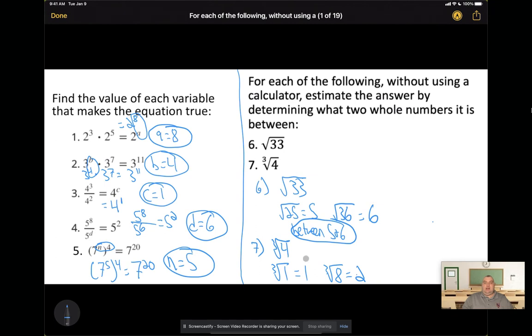So I know that the cube root of 1 and the cube root of 8 are perfect cubes. And just like with before, 4 is between 1 and 8. So 4 is between these two. So therefore, the cube root of 4 has to be between 1 and 2. So the cube root of 4 is going to be somewhere between 1 and 2. That is how we estimate square roots and cube roots without actually using a calculator. And that is it for lessons 1 and 2.